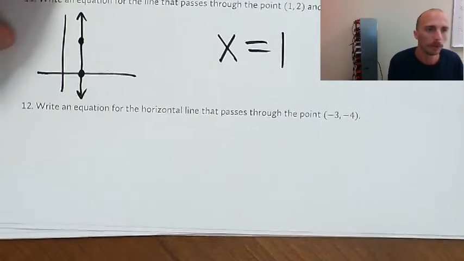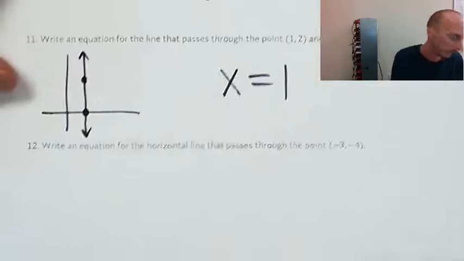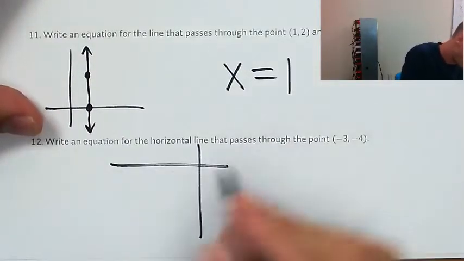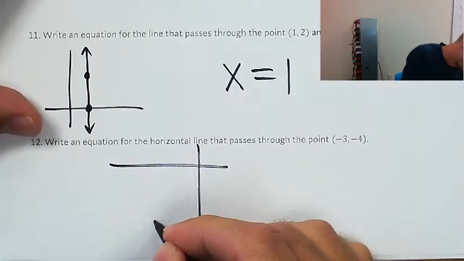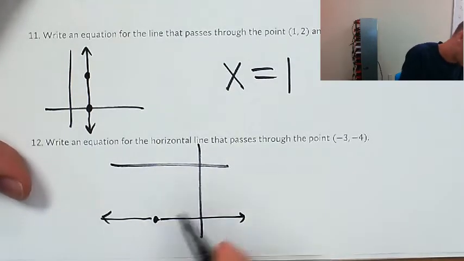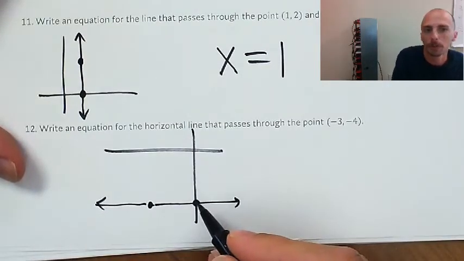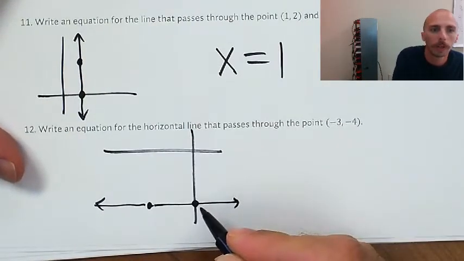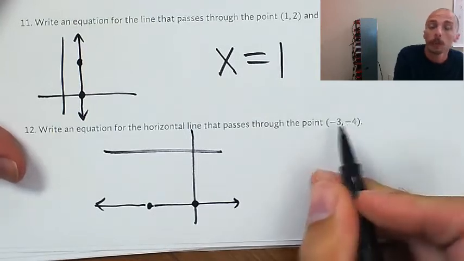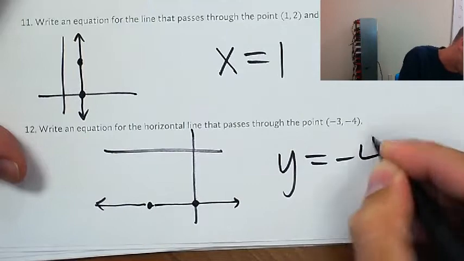Okay. Now we're going to write an equation for the line that passes through the point (-3, -4). Well, I could draw you a picture of that. (-3, -4), and it's a horizontal line. Horizontal line, that's when it's y equals. On the y-axis, it's y = -4. What these points have in common is their y coordinates, so that's the set of all points where y is equal to -4.